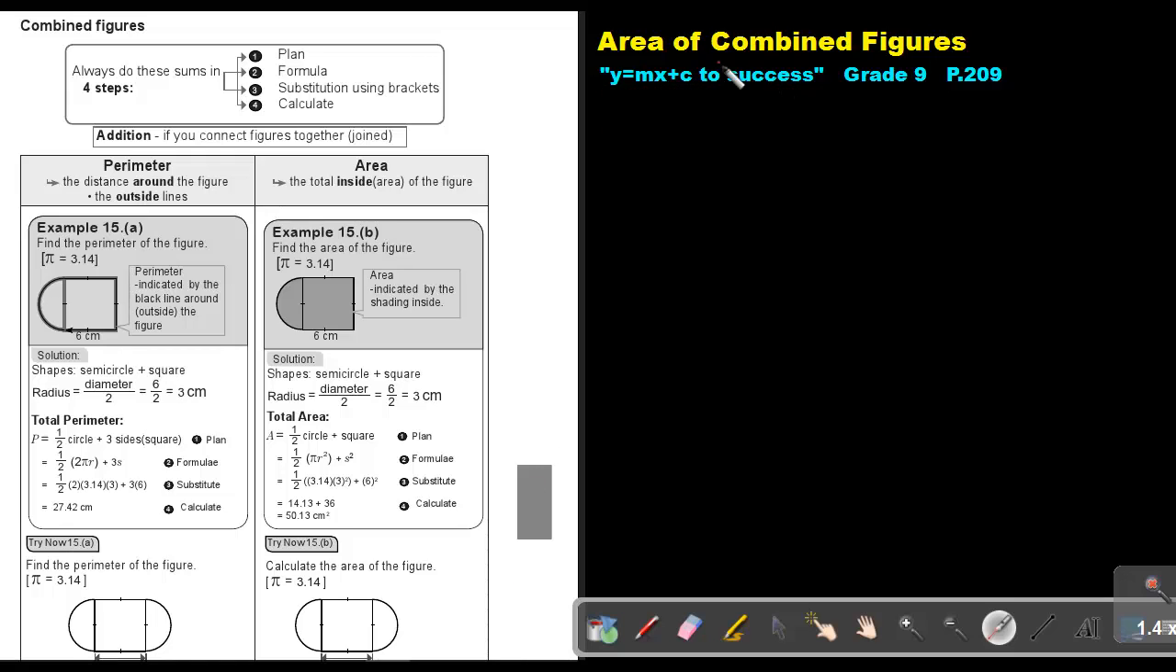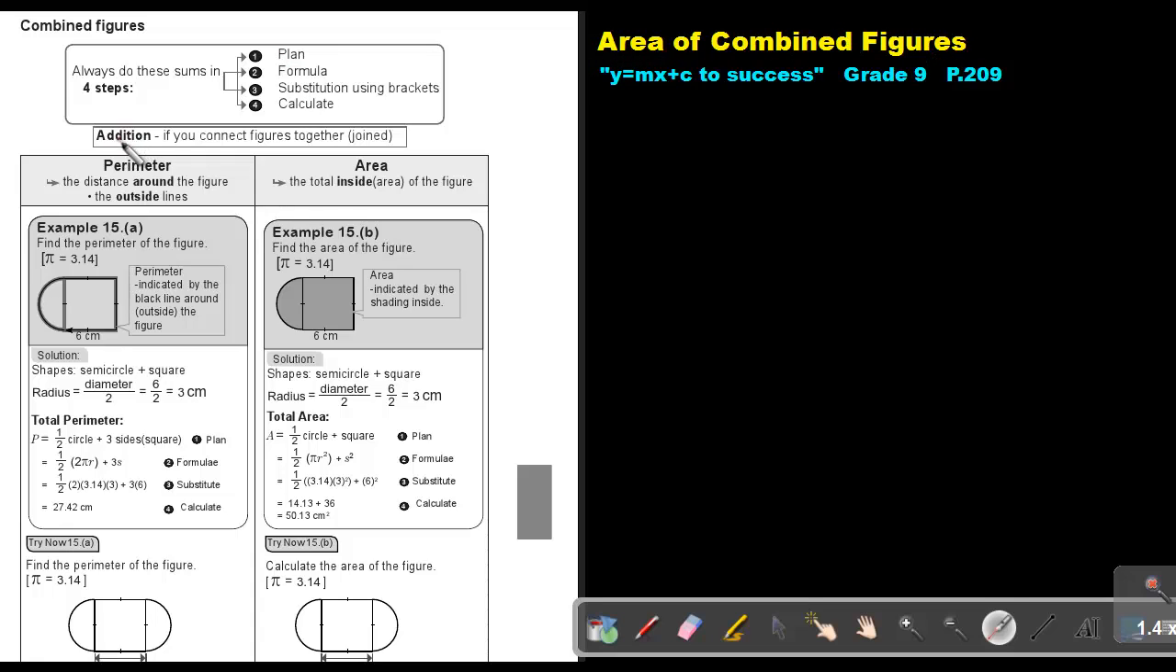When we work with combined figures, when we did the perimeter, we said we always must do these sums in 4 steps. We must write down a plan, create the formula or fill in the formula, and then do substitution in the formula using brackets, and then do the calculation. We're going to do exactly the same if we work out the area of combined figures.